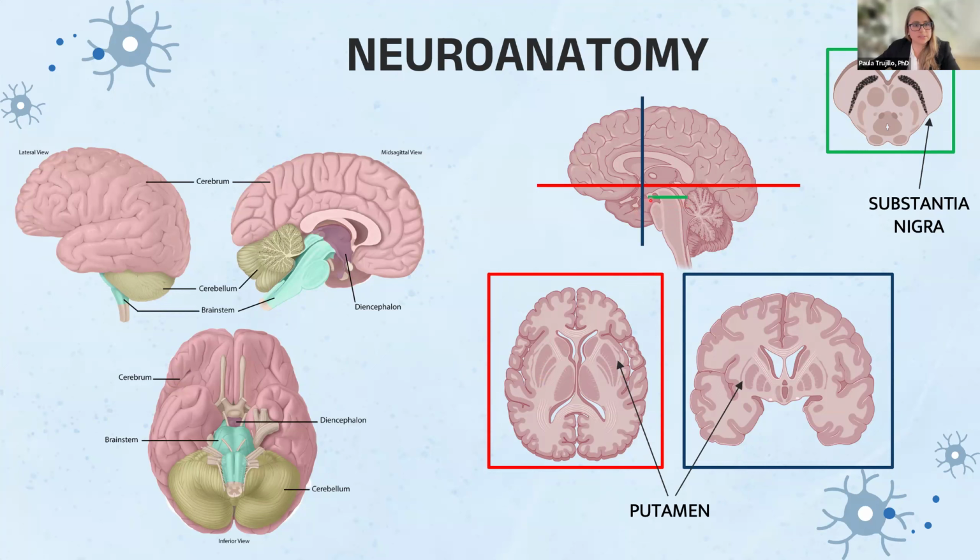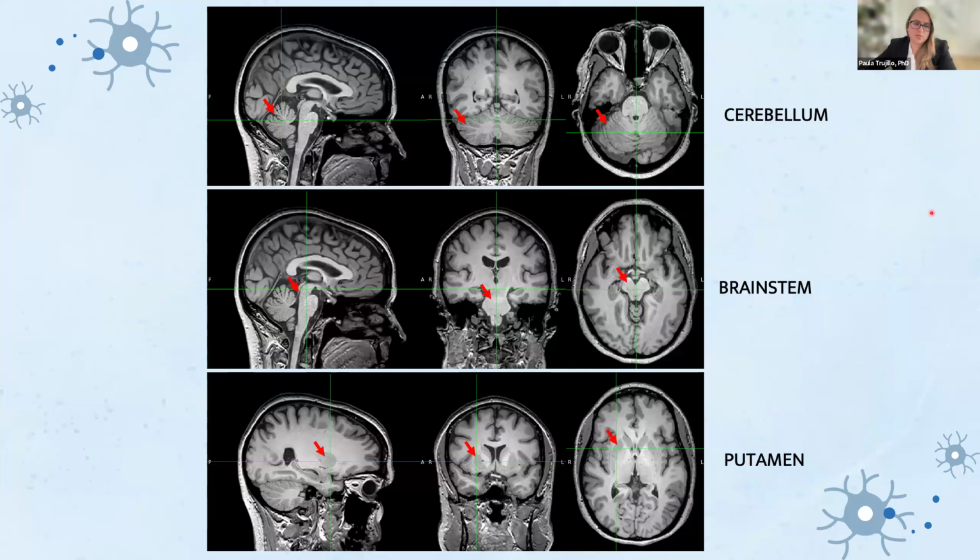So here, this green line indicates the level where we have the midbrain. And here you can see the axial representation of the substantia nigra. The substantia nigra produces dopamine, which is a neurotransmitter that is essential for controlling movement and is often affected in movement disorders such as Parkinson's disease and MSA. So now that we've finished our 2-minute neuroanatomy lesson, we're ready to look at real images.